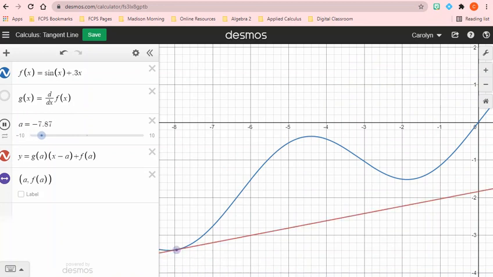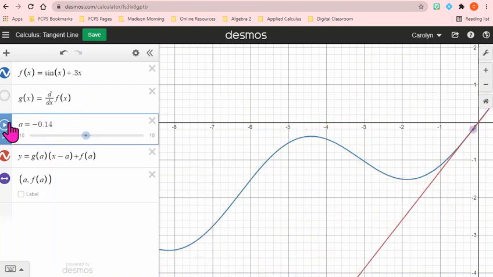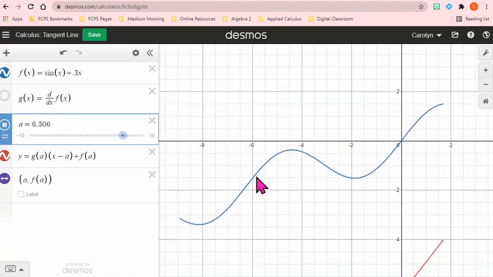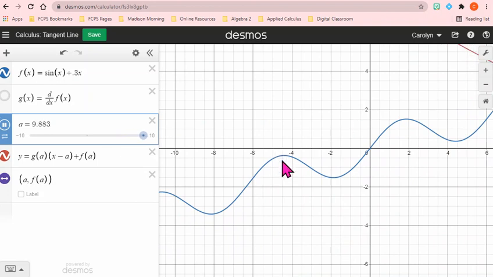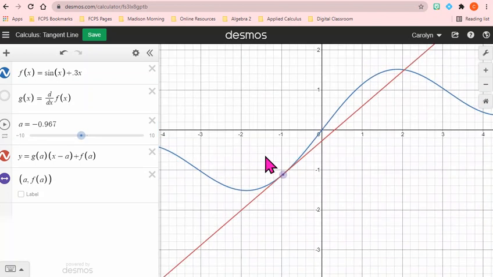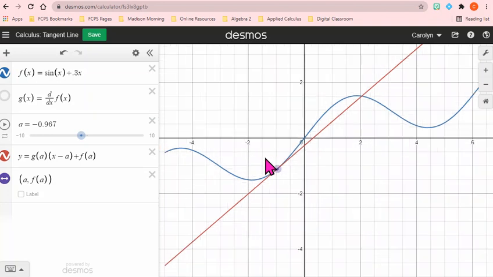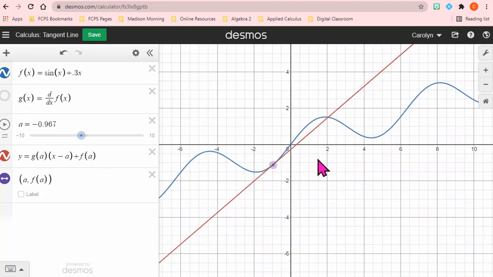Gotta wait for it to come back into view. Go back, zoom out just a little bit. Okay, there we go. Wait for it to come back into view. Okay, that's a good one. So I'm going to zoom in just a little bit so I can see it, and I'm going to count the slope of the red line.